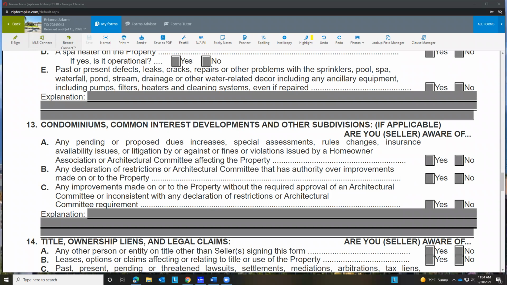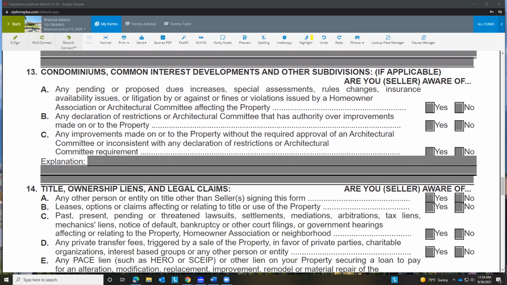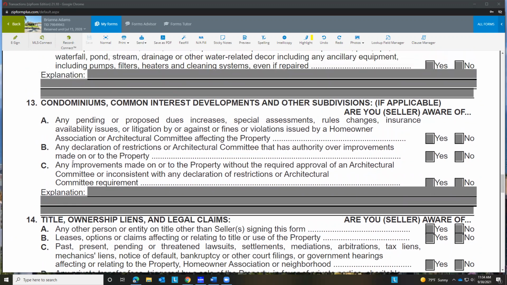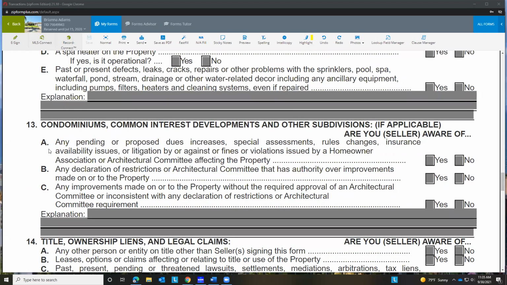13C, any improvements made on or to the property without the required approval of an architectural committee or inconsistent with any declaration of restrictions or architectural committee requirement. In my case, this would be yes, because I added to my fence, but I did get architectural committee approval. Okay, questions? We're looking good, Nikki. Nothing in chat. Note, I would say 75% of the time that I'm on a condo transaction, all of these answers are no. So just check that. If you're selling a condo, just check that.